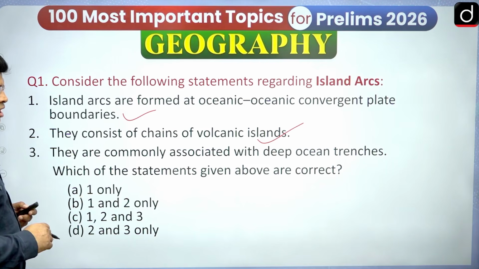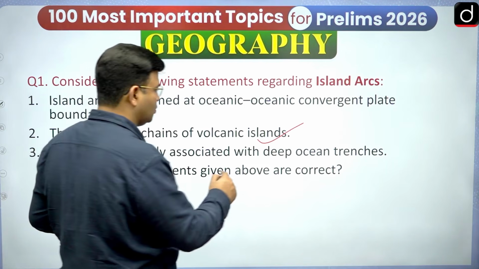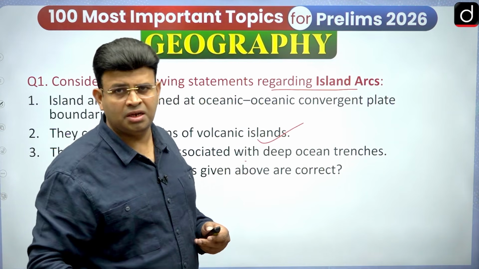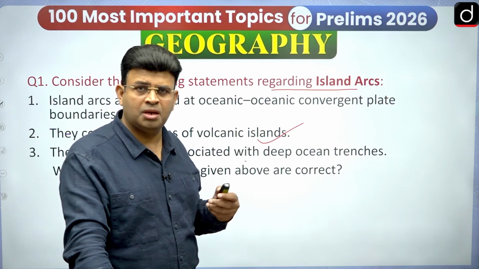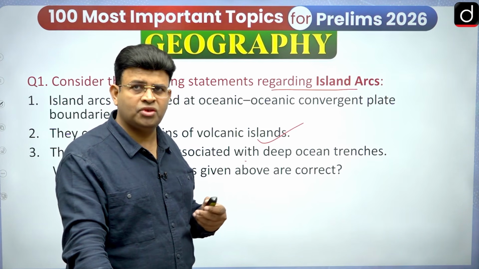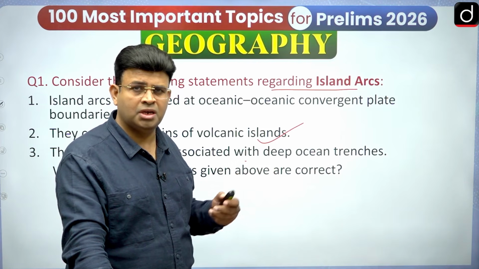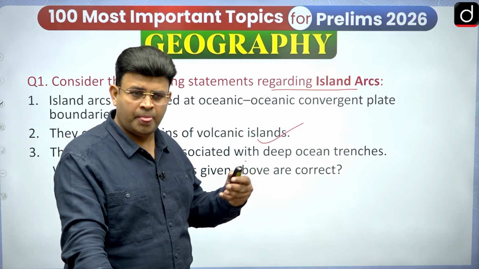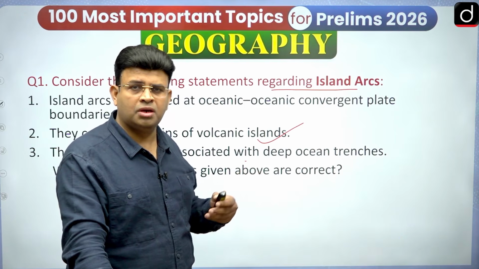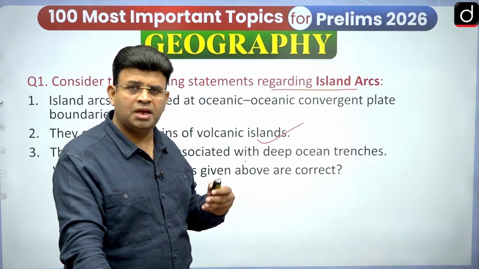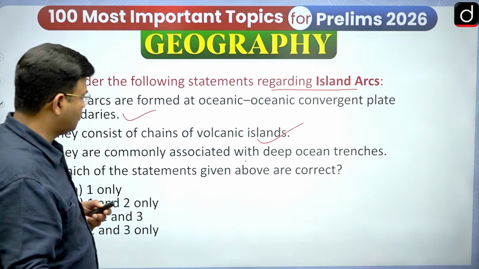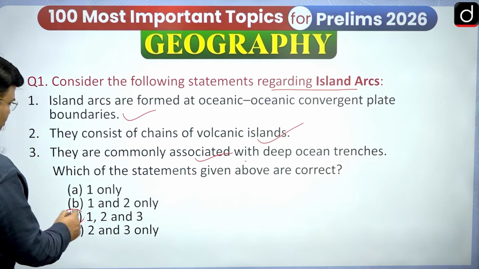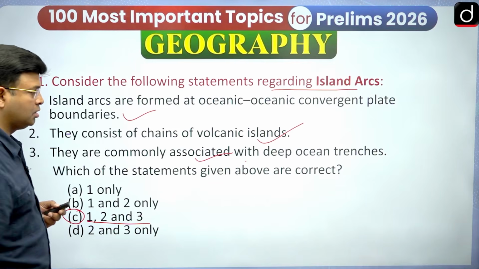They are commonly associated with deep ocean trenches. Yes, nearby the island arcs, like nearby Japan, there is the Japan trench. Nearby the Philippines, there are the Mariana and Mindanao trenches. The Mariana is the deepest trench of the world. Thereafter, nearby Aleutian there is the Aleutian trench, and nearby New Zealand there is the Kermadec-Tonga trench. Nearby the Indonesian volcanic island arc, there is the Sunda trench or Java trench. These are commonly associated with deep oceanic trenches. So we can say that option C, 1, 2 and 3, are correct.